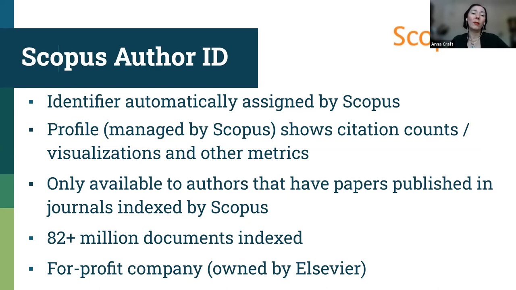So from their website, the last time I checked, it said they have about 82 million documents that are indexed. I don't know how that exactly compares to Google Scholar. I just know that it is smaller. And again, they are, of course, a for-profit company that is owned by Elsevier.